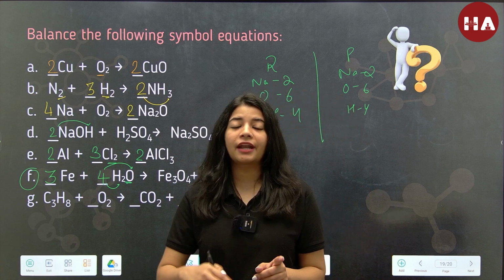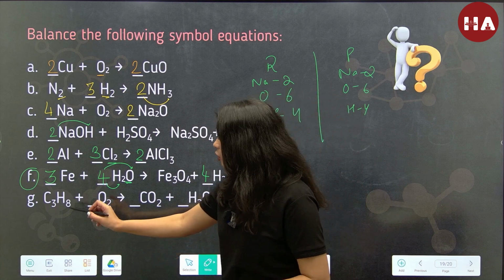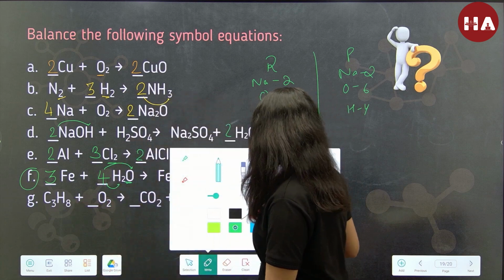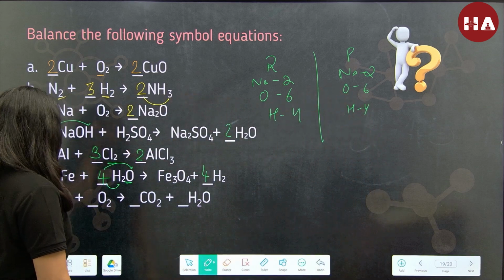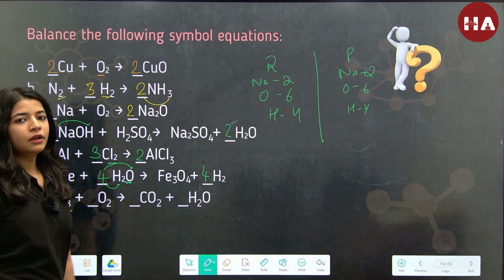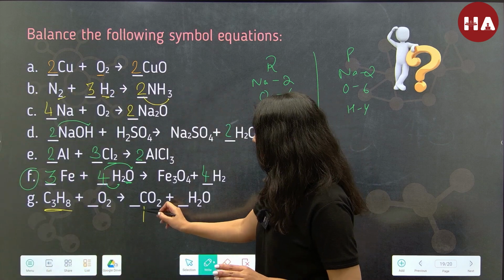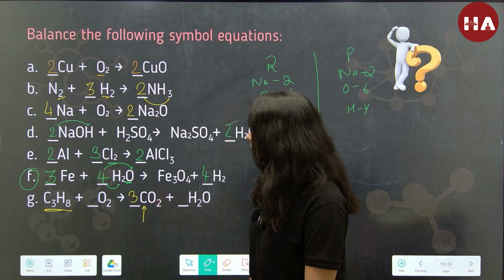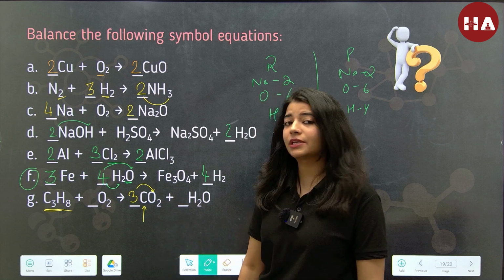Always make sure that you recheck your reaction if it is balanced or not. Now let's move on to your G part. Let me change the color of the pen so that we do not get confused. Okay, so here how many carbon do you see? In the reactant side, there are 3 carbon atoms, right? So to make this carbon 3, I add a 3 over here. Now how many oxygen are present here? 3 times 2, which is 6.